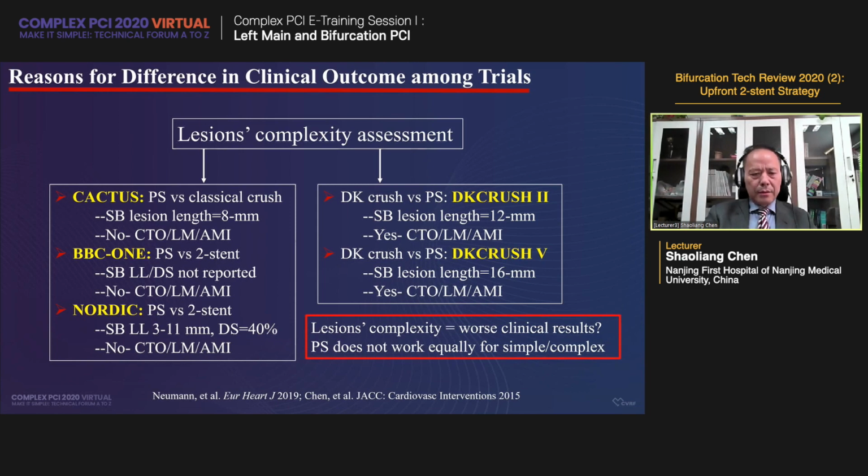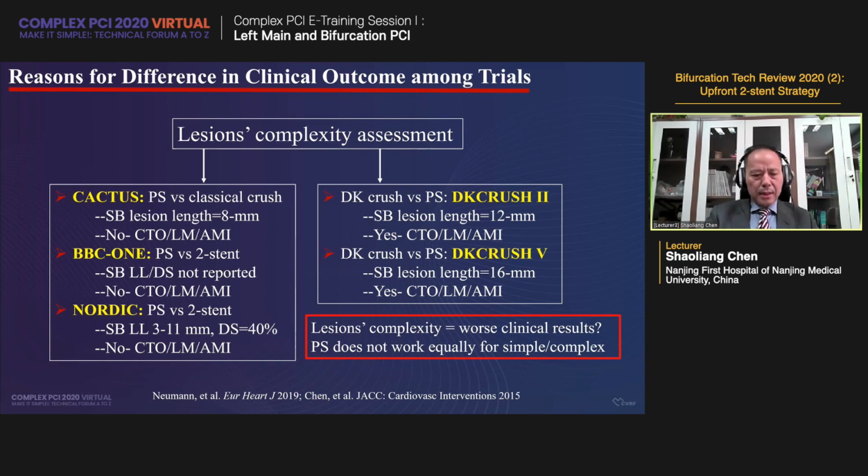So firstly, I'd like to say CTO lesion, left main, and acute myocardial infarction were not included in either CACTUS, BBC ONE, or Nordic study, but they were included in our DKCRUSH-2 and DKCRUSH-5 studies. Furthermore, side branch lesion length was around 8 mm in the CACTUS study, but not reported in the BBC ONE trial. For the Nordic study, the side branch lesion length was around 11 mm in the two-stent group, compared to only 3 mm in the provisional group.